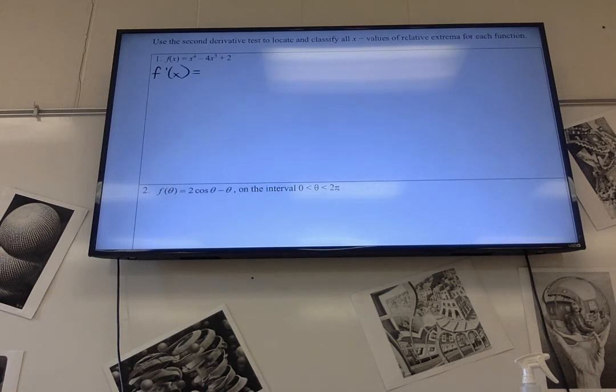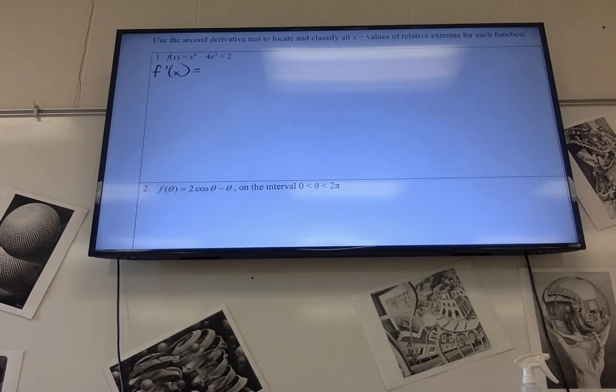Okay. Yeah. So, first derivative, what is it? 4x cubed minus 12x squared. Okay. So we set this one equal to 0 to find our critical values. It's not going to be undefined anywhere. We can factor out 4x squared, leaving us with x minus 3.